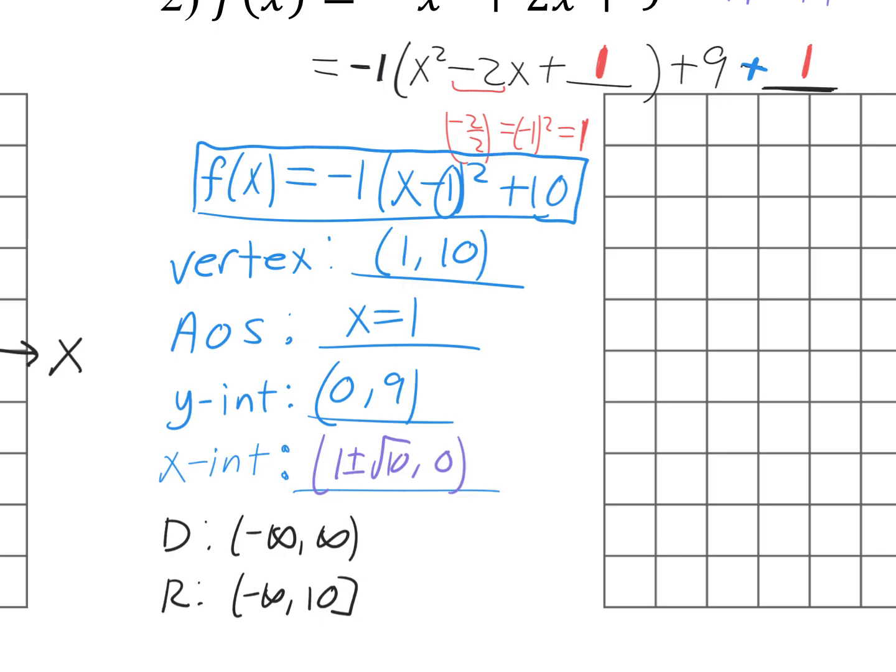All right, how did we know it was going to be that? Because we know that it's opening down because of that negative on the outside. And if it's opening down, it's going to start at negative infinity and end at 10. So this is our domain, this is our range, right? And that's about as much information as we would ask of you. The only thing from here is that you need to graph it.